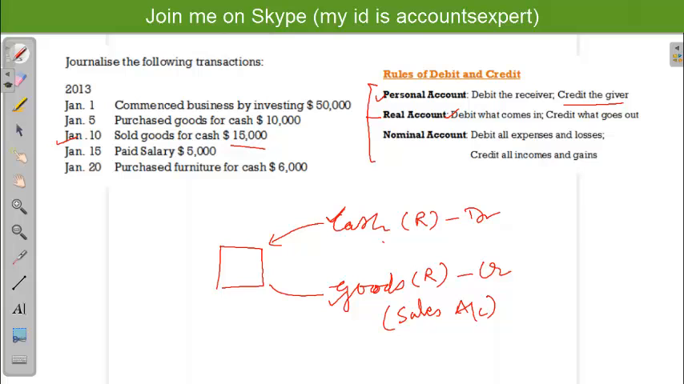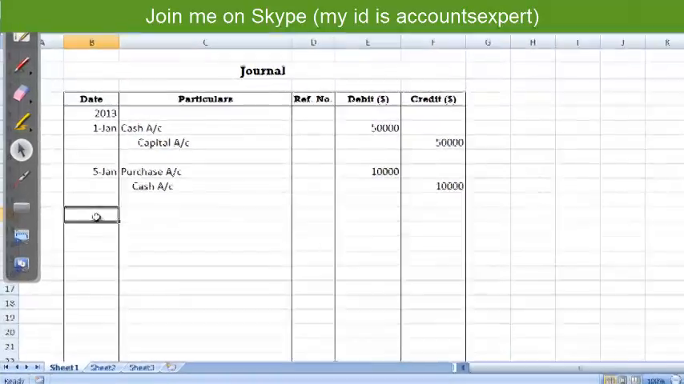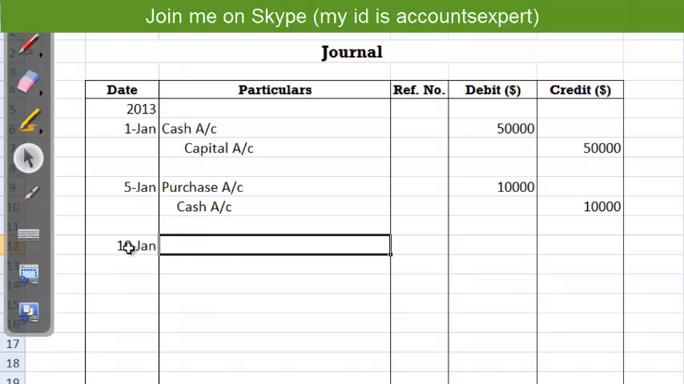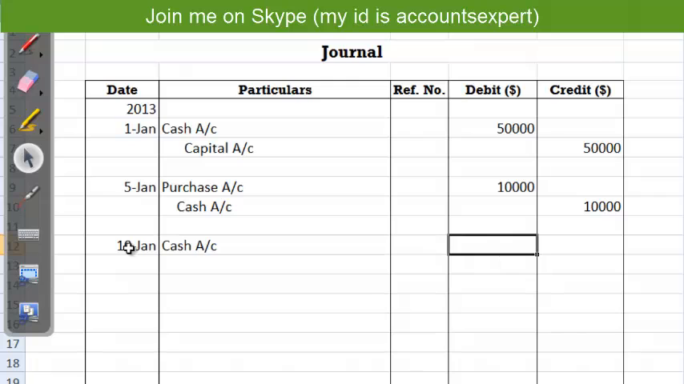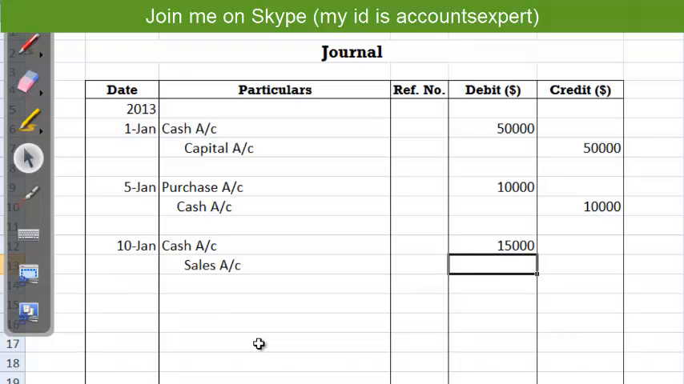Now let's see the journal entry for this transaction in the journal. So first we will write date in the date column, January 10, and then we will record the debit item first, so cash account, and the amount we will write in the debit column, $15,000. After this we will write the credit item, and the credit item is sales account, and the amount we will write in the credit column, $15,000. So this is the entry for the third transaction.